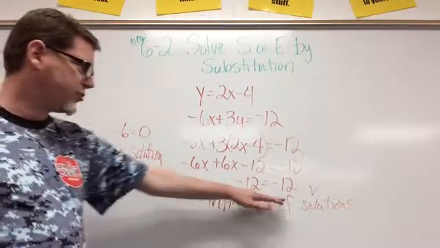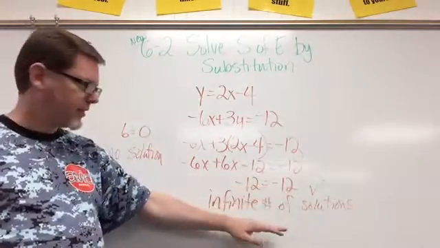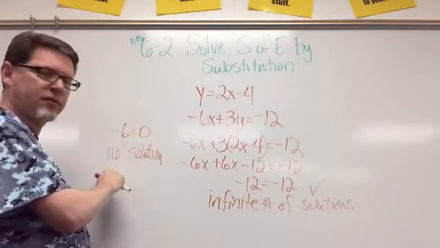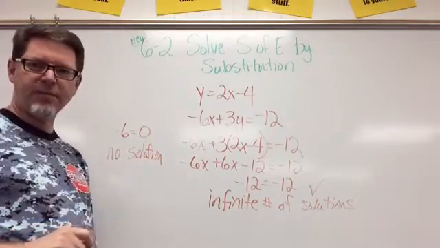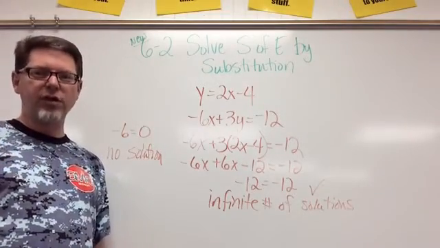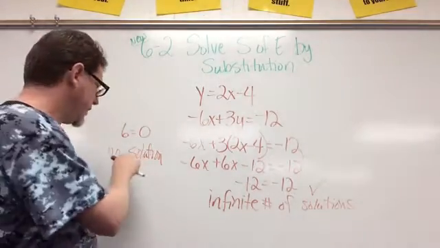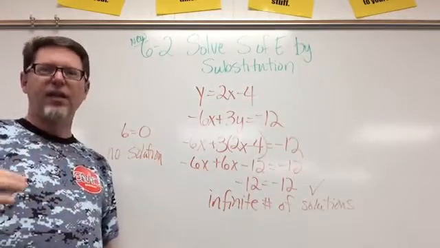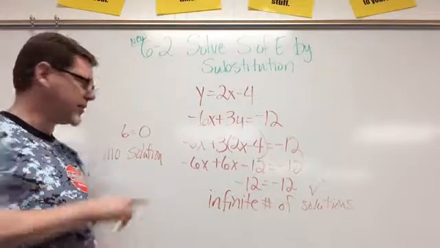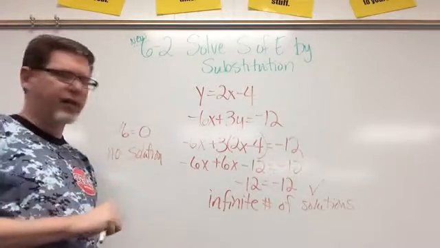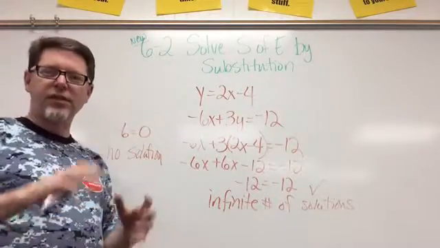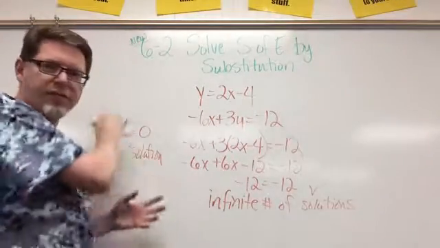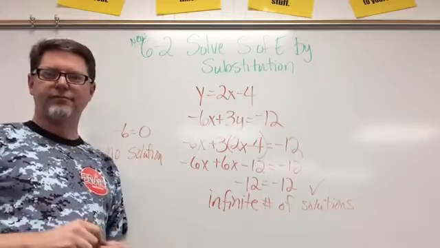Okay? True statement or identity, infinite number of solutions. False statement, no solution. Those are key because you will come across those sometimes where these two have no solution because they're parallel. And we don't need to worry about finding the slope and all that kind of stuff. We can just figure out when we get that statement at the end. Once again, this is only when the variables are eliminated. If we still have variables, then we have to keep going.